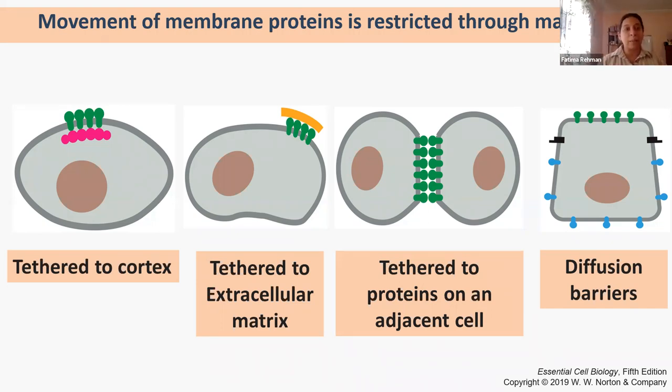The other way is to be tethered to the extracellular matrix, to the outside of the cell membrane. So in this case, again, there'll be proteins that are tethered to the extracellular matrix with the help of other proteins or with the help of glycosylation. So sugar molecules that are attached either to these proteins or to the matrix or both. They can also be tethered to other proteins on the adjacent cells through binding with them. And that can also happen with or without glycosylations, but that's another way they can be attached.